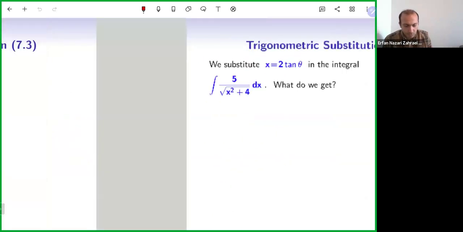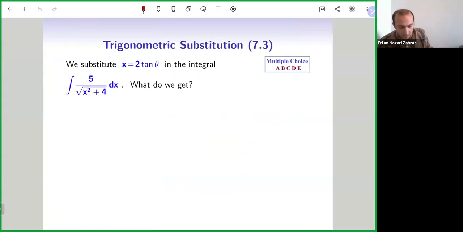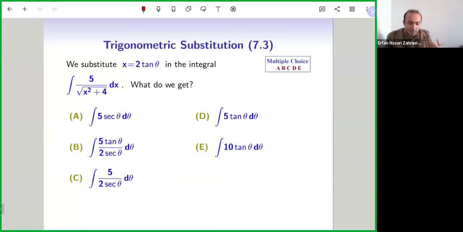Okay, now let's do the next question. In the previous question, we have already seen that it's the same question as the previous question. We have seen that x equals 2 tangent theta is a good substitution for this integral. Now I want to do the substitution. So if I want to do the substitution, I need to replace everything in terms of theta. So one of them is dx. Let me find the dx.